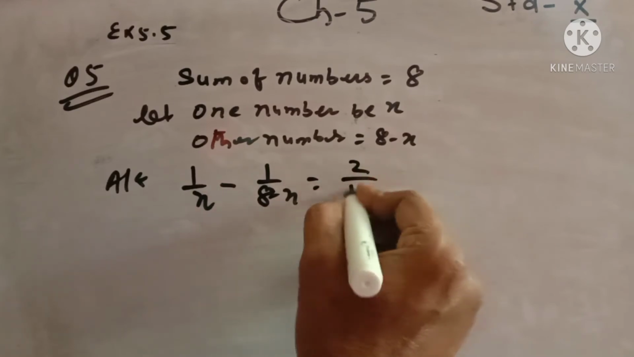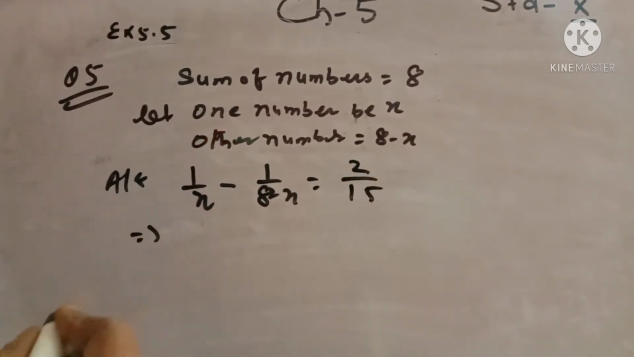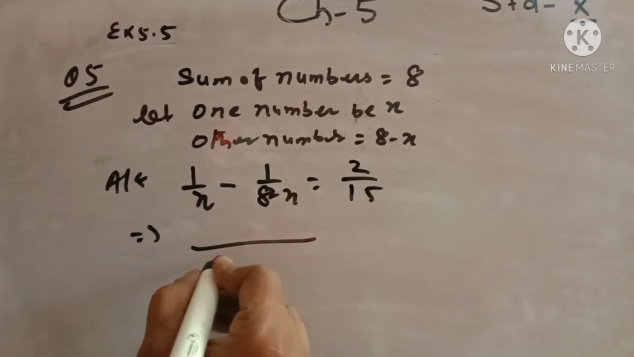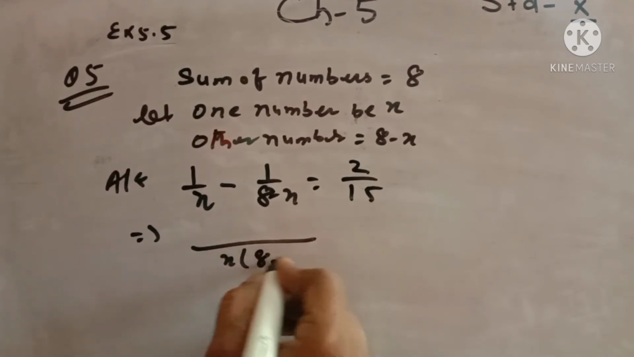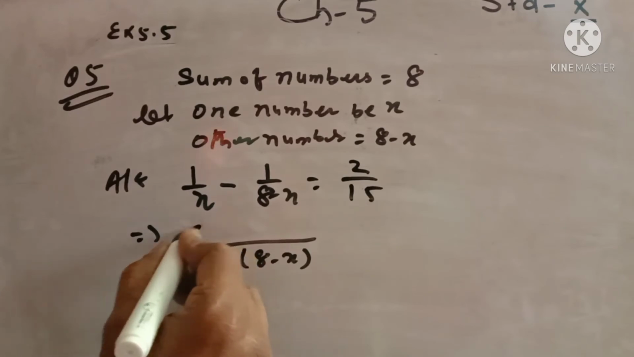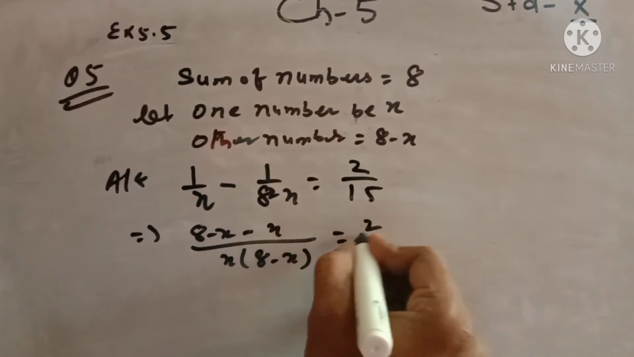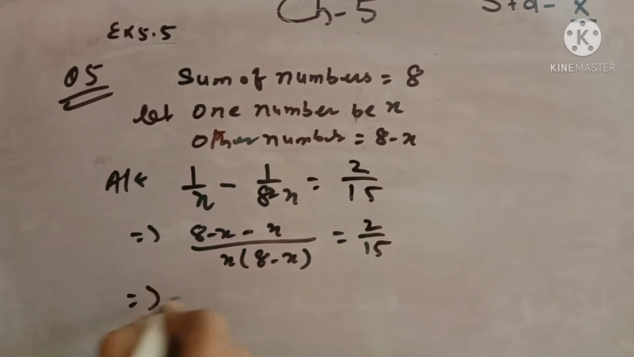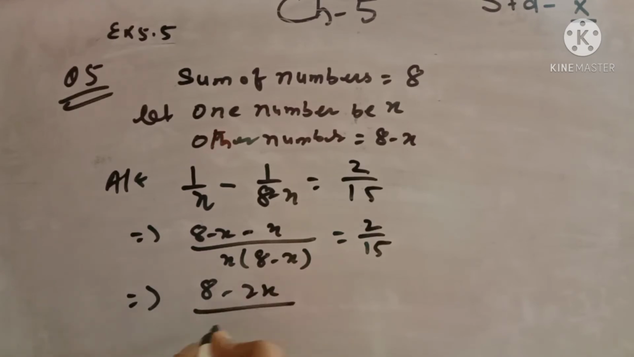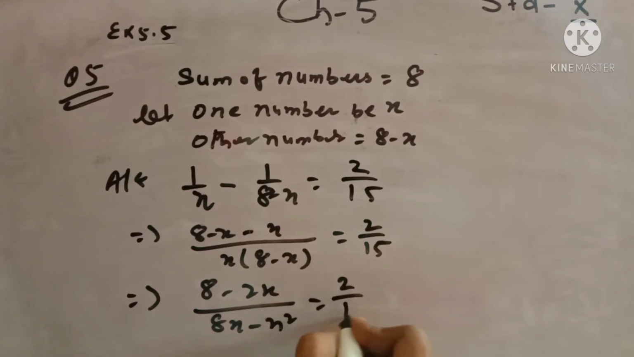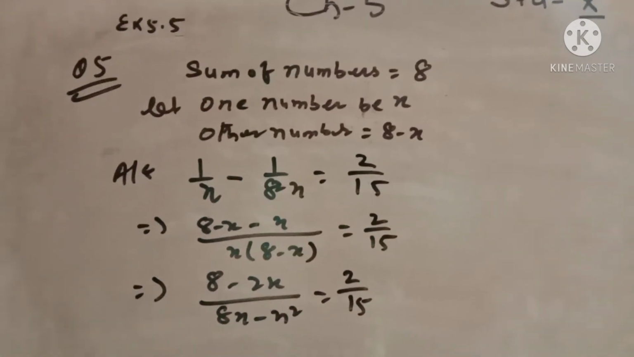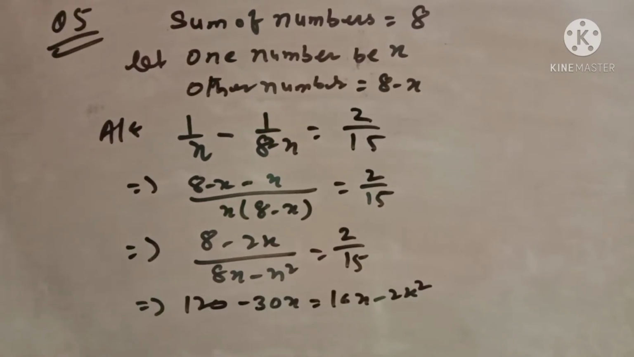Now this implies that we can write, taking LCM x into 8 minus x, it will come 8 minus x minus x equal to 2 by 15. So 8 minus 2x over 8x minus x square equal to 2 by 15. Now do the cross multiplication. So it will come 120 minus 30x equal to 16x minus 2x square.